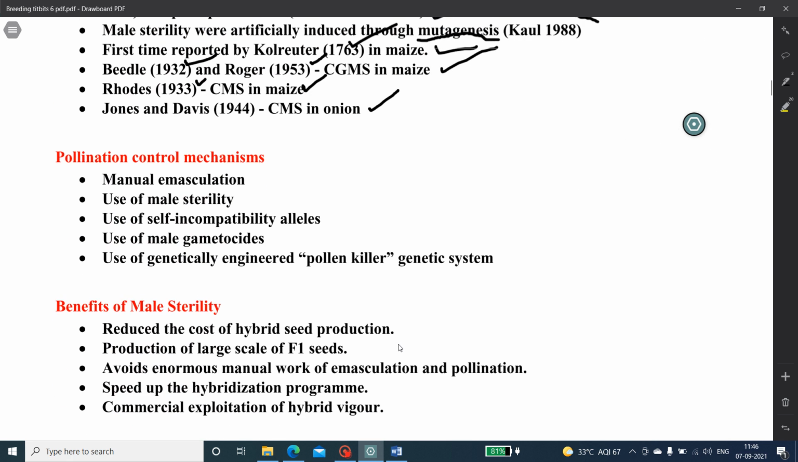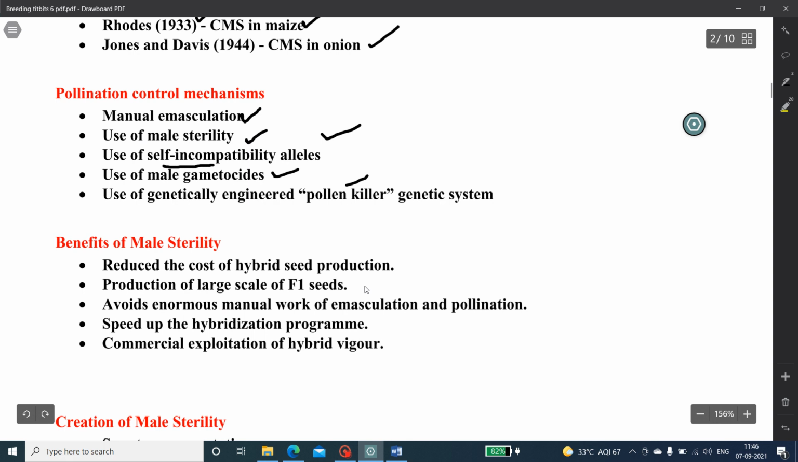We observed different pollination controlling mechanisms like manual emasculation, use of male sterility, use of self-incompatibility alleles and use of male gametocides. There are different chemicals that will induce male sterility artificially, and use of a genetically engineered pollen killer genetic system. These are all the different mechanisms that will control pollination or pollen production.